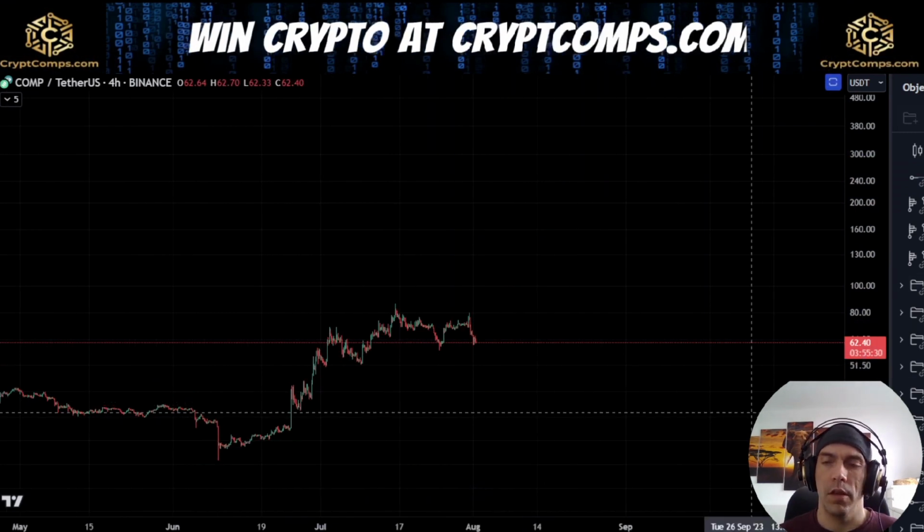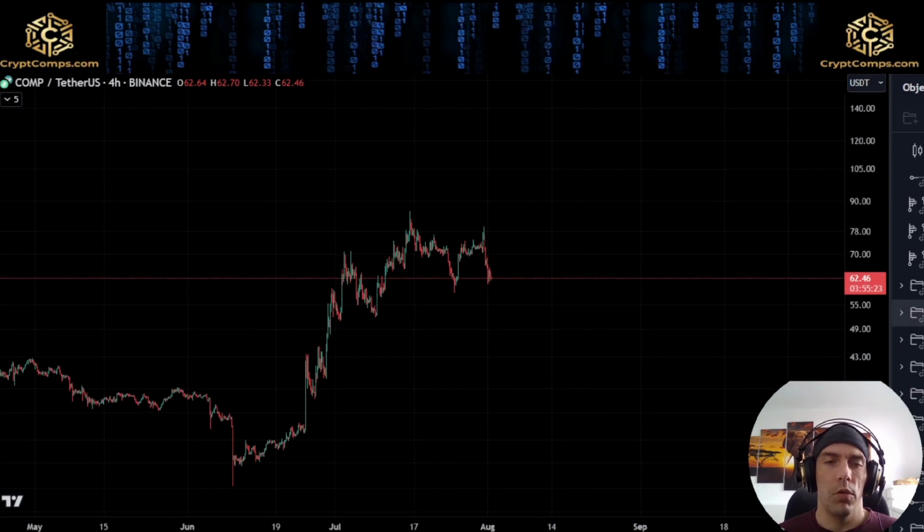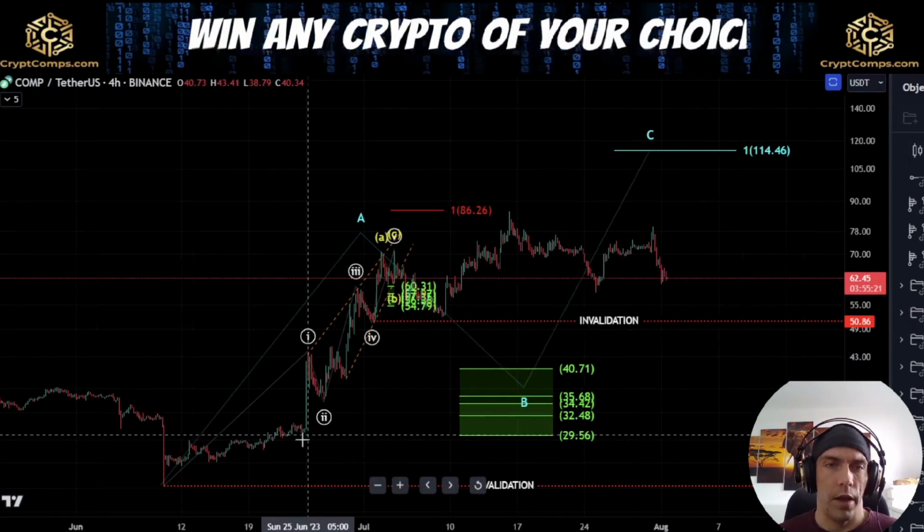Now, the other way we were discussing this structure here was that we could actually have something potentially like a diagonal into this point.